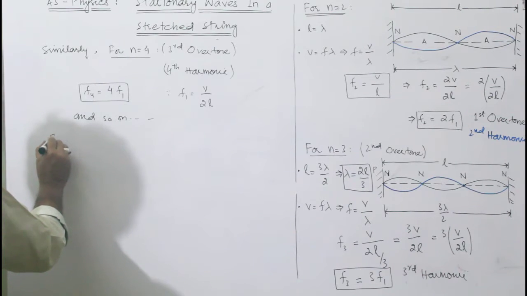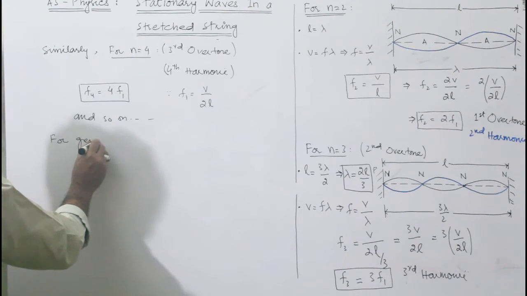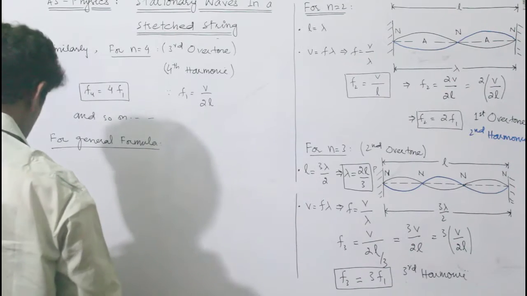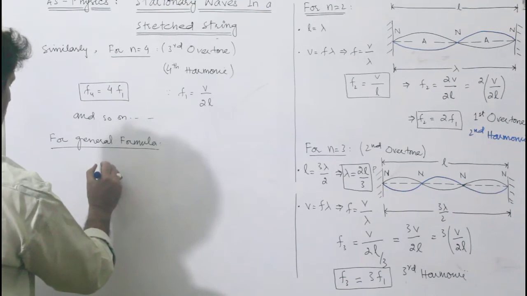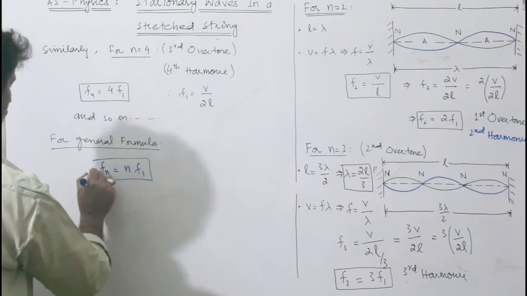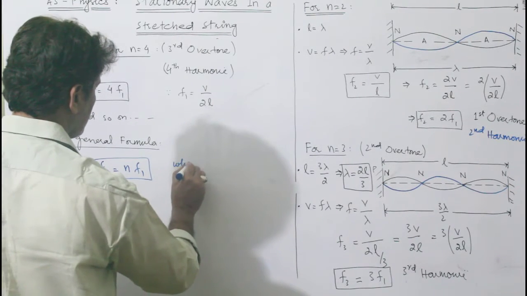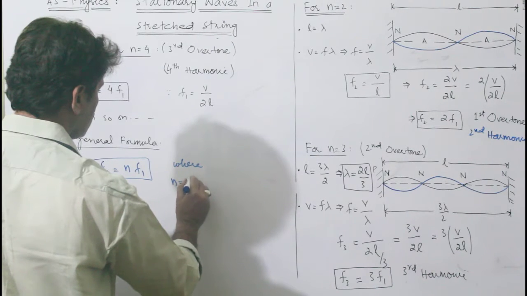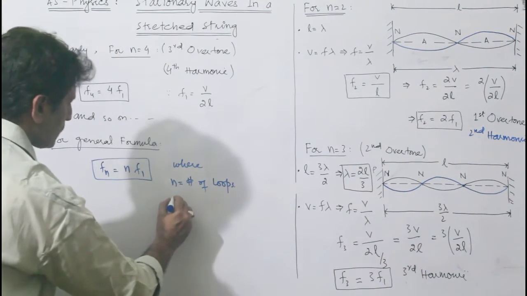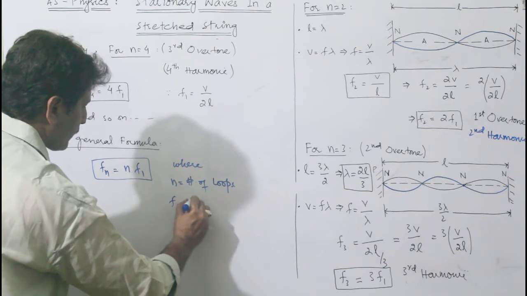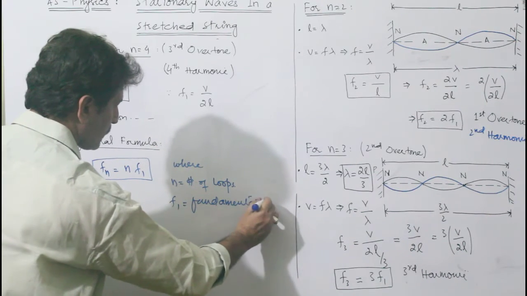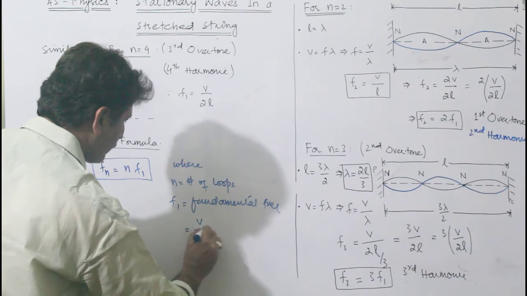Now for the general term, for general formula, we can write here the Fn is equals to n times of f1, where n is equals to the number of loops generated in the string and f1 is equals to the fundamental frequency, which is equals to the V over 2L.